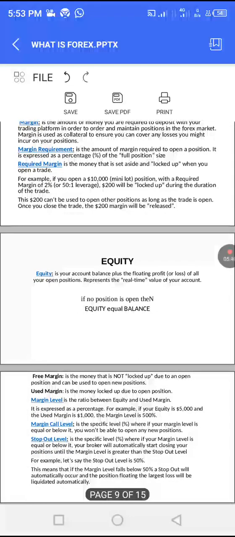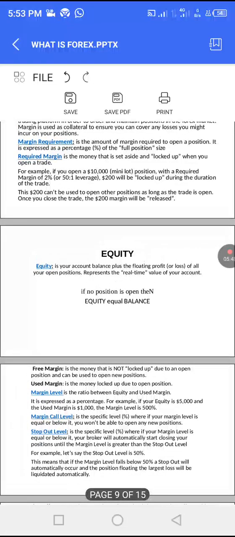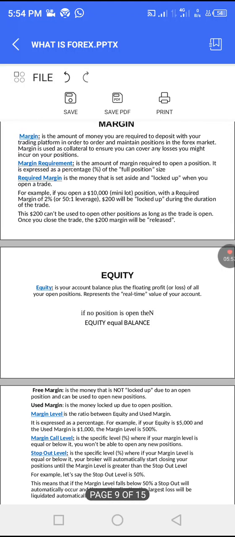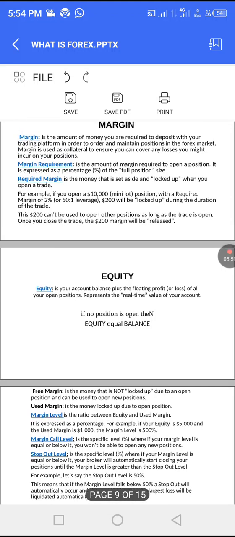Margin requirement is the amount of margin required to open a position. Required margin is the money that is set aside and locked up when you open a trade. For example, if you open a $10,000 worth mini lot position with a required margin of 2%, which is 1 to 50 leverage.